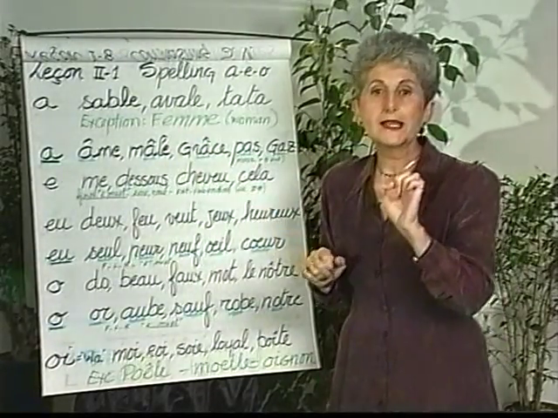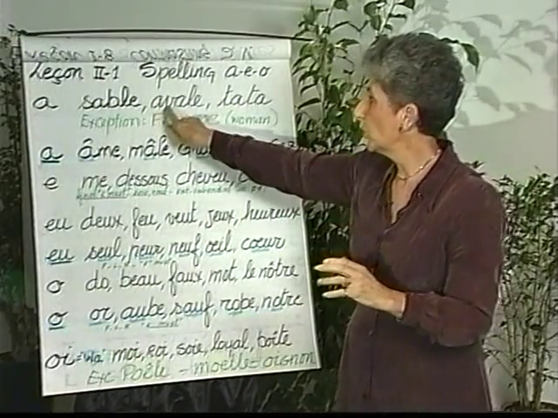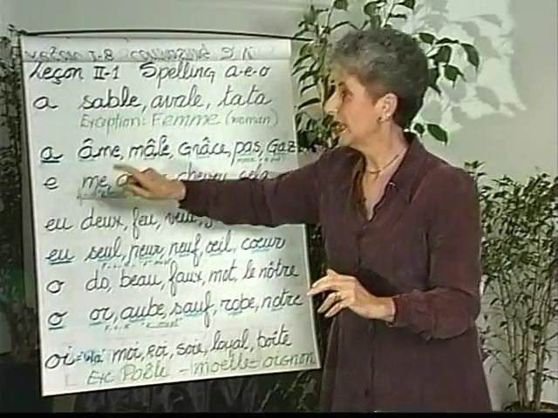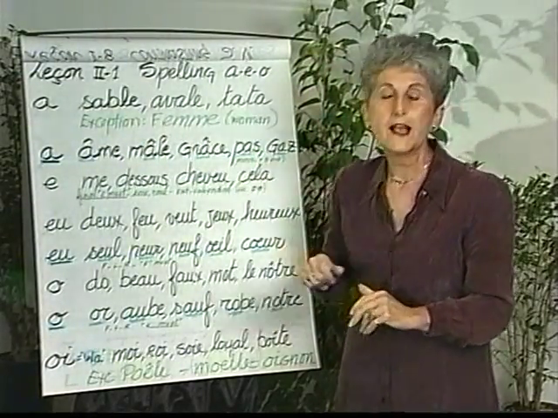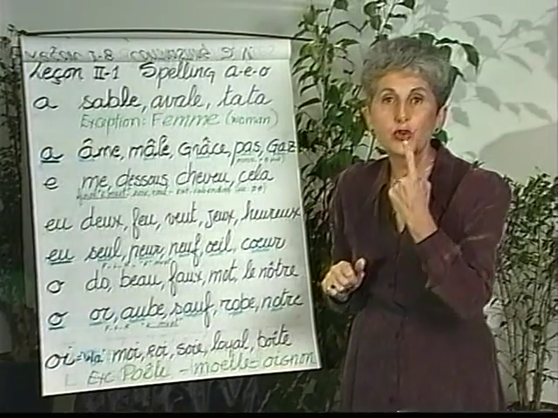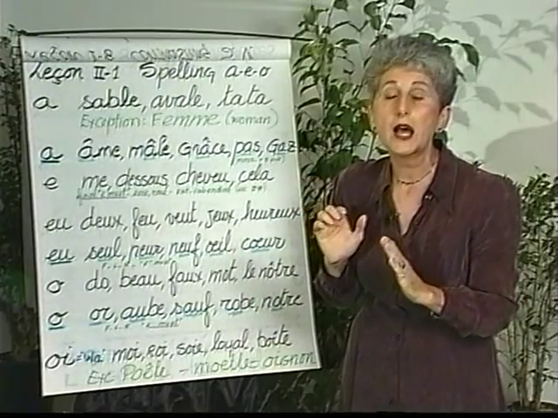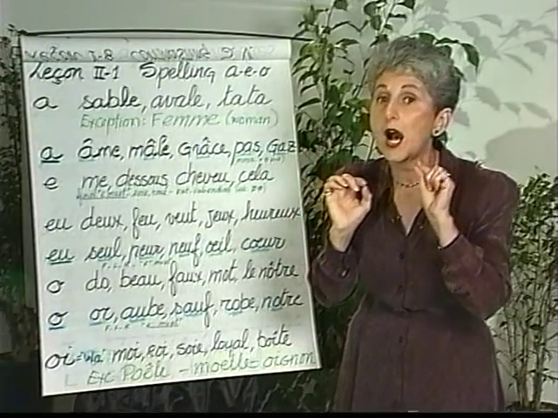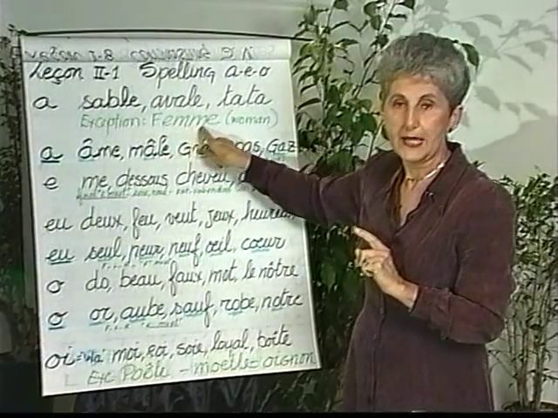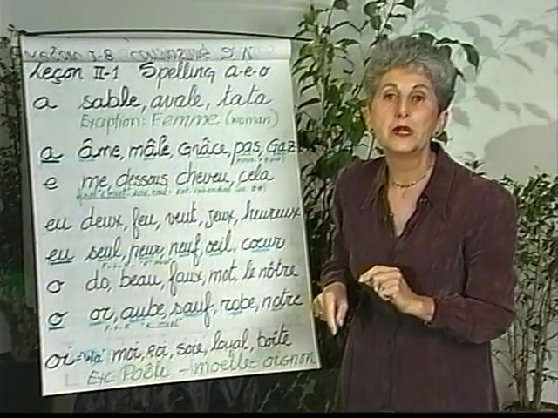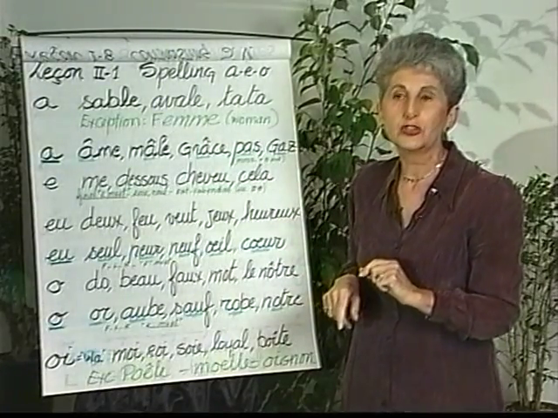There's only one exception in the French language where the A sound is not spelled with an A. And that is the word for woman. In French, the word for woman is femme. And if you notice my mouth, it has exactly the same position as the A. It is heard as the A, but it is spelled F-E-M-M-E. Femme. So remember, the only exception in the French language for frontal A.